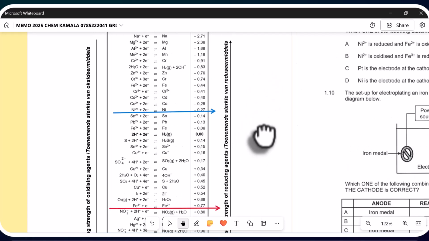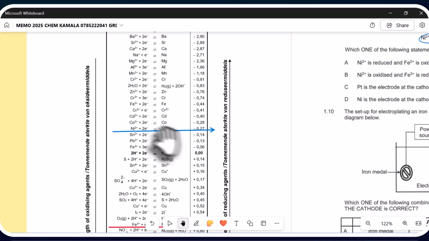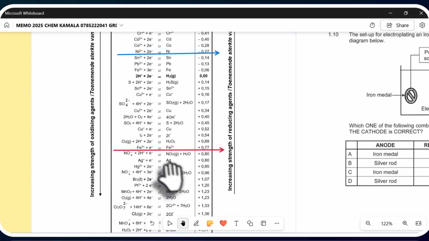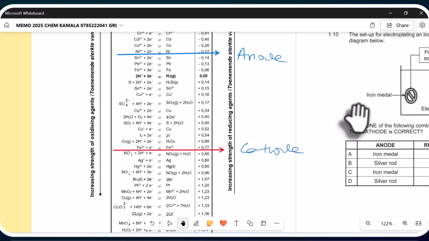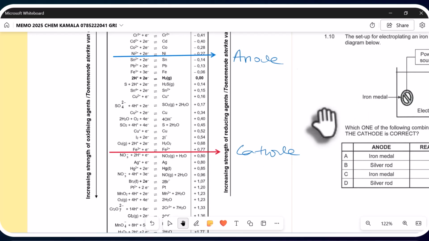Now, after getting our theory, we come back to this side to see our given information again. So this cell notation, like I showed you here, starts with the anode and then the cathode. Our anode will be the nickel, being oxidized to give us nickel 2, then the salt bridge, and then the iron 3 is going to be reduced.